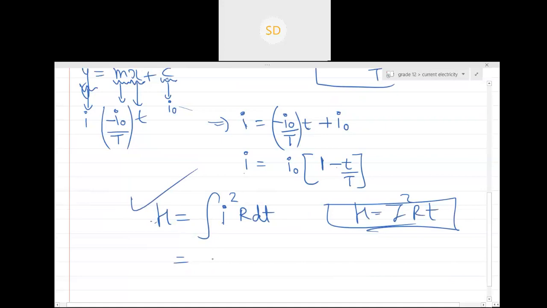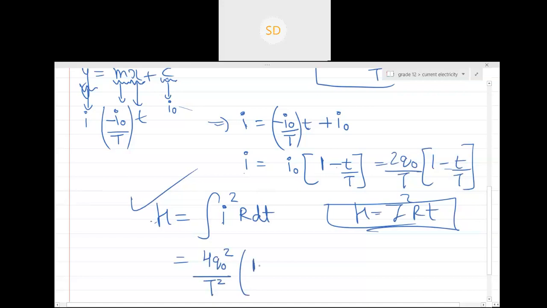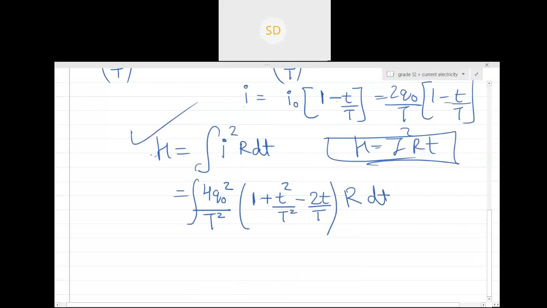This I will be equal to twice of Q naught by T. So on squaring the current, it will become 4 Q naught square by T square into 1 minus t by T whole square. 1 minus t by T whole square can be written as 1 plus t square by capital T square minus twice of t upon capital T. This is your I square. Yes or no, guys? R dt integration, from 0 to T. So only the integration part is left.